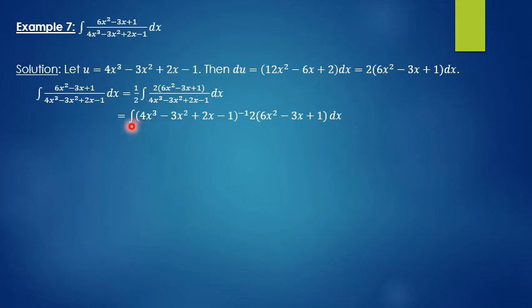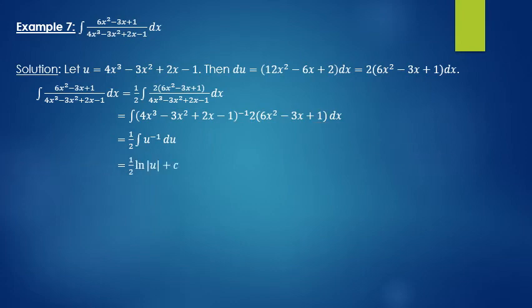Or we can rewrite it as this. Sorry for the typographical error, there should be a 1/2 here. So this is 1/2 times (4x cubed minus 3x squared plus 2x minus 1) to the power -1 times 2 quantity 6x squared minus 3x plus 1. So this would now be taken as our u to the power -1, and this is our du.